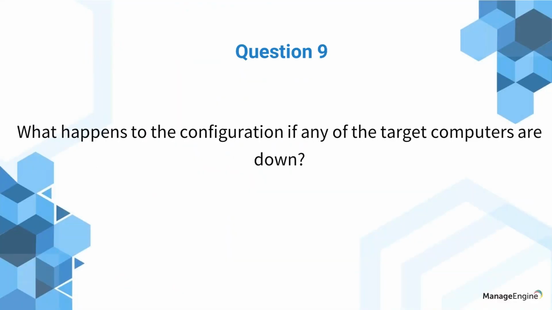What happens to the configuration if any of the target computers are down? If you enable the configuration to retry on every startup, Desktop Central checks whether the configuration is present on that particular computer at system startup. If not, it will automatically redeploy this configuration to that machine.